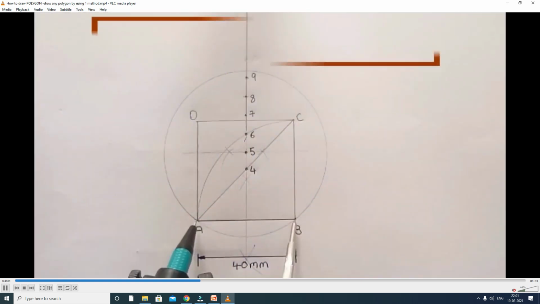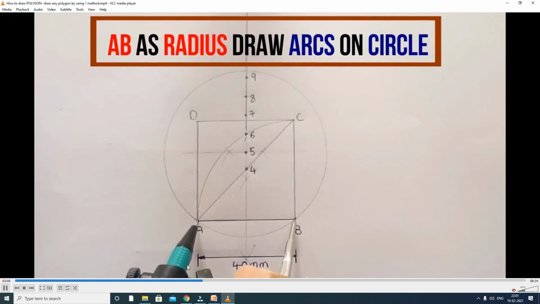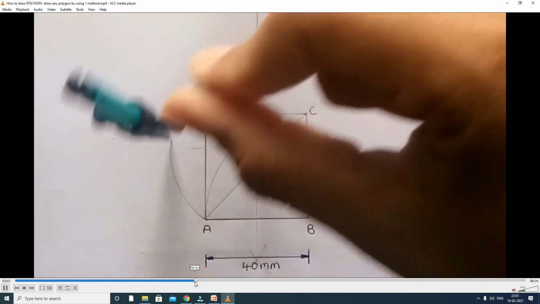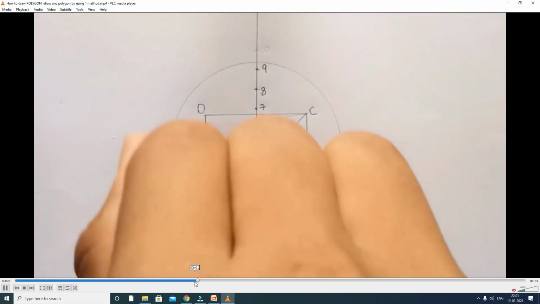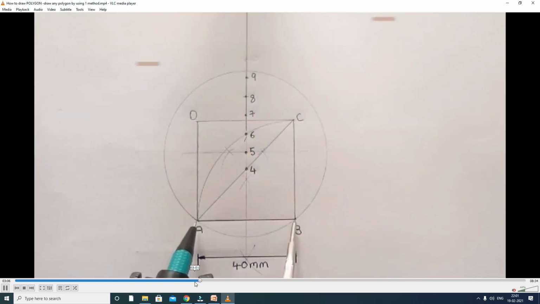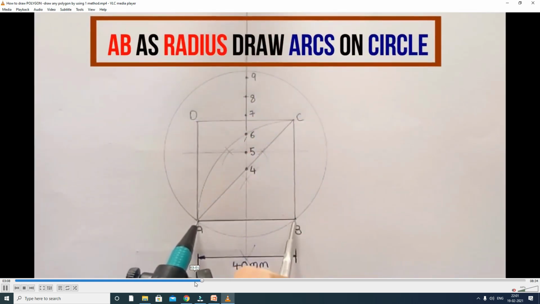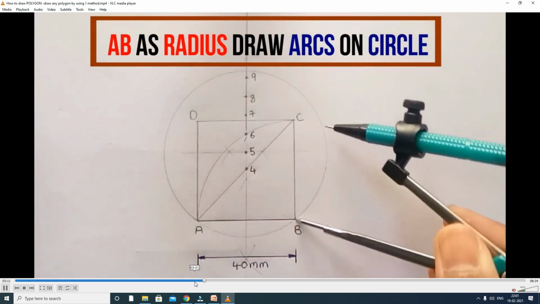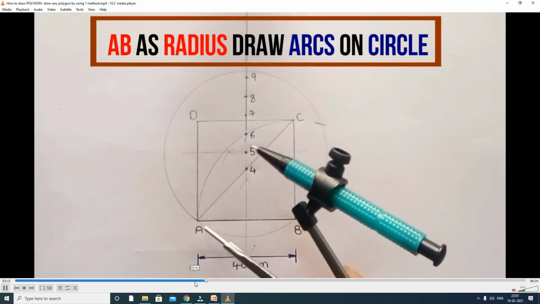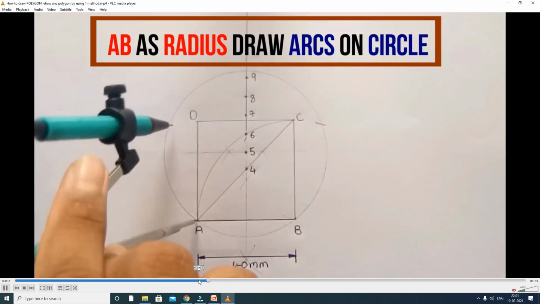We take the radius here. Now we need to draw the pentagon. We take the radius 5 to A. 5 is the center and radius 5 to A. We join the line A to B corners. We draw the one circle. So we draw the one circle here.